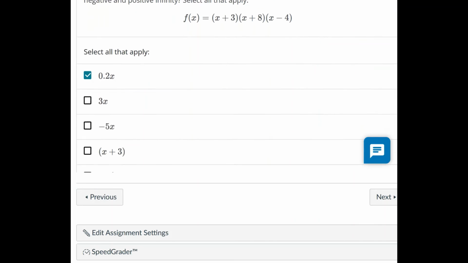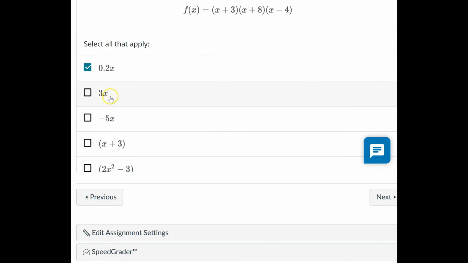Let's scroll down. Now, if I multiply by this 3x by all of this, again, a 3x times x times x times x is going to give me a 3x to the fourth. Once again, that's an even degree with a positive leading coefficient. I'm going to check that one. I'm not going to check this one, because if I multiply all of this by a negative 5x, that's going to give me a negative 5x to the fourth. That's a no-go. That means both sides are going down to negative infinity.